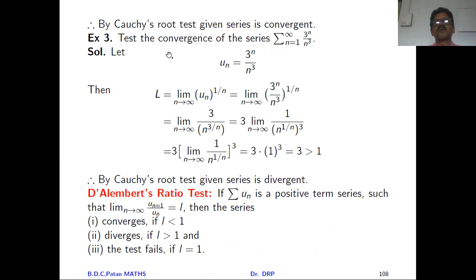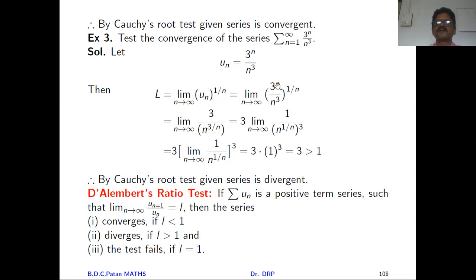Now we'll proceed towards one more example which is based on it. Test the convergence of the series summation n from 1 to infinity, 3 raised to n upon n raised to 3. So here we will consider un to be as it is, that is the nth term, 3 raised to n upon n raised to 3. And then what we have to do, you find the limit of un raised to 1 upon n as n tends to infinity. So it is equal to the limit as n tends to infinity of (3 raised to n upon n cube) raised to 1 upon n.